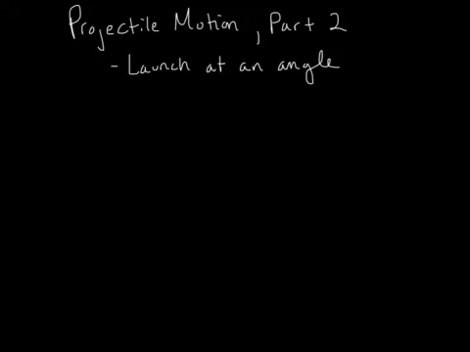Alright guys, so last time we were looking at projectile motion, we looked at problems where we had a horizontally launched projectile. So we went up to some height, like on top of a cliff or on top of a building, and we shot our projectile straight to the side. Today we're going to focus on problems where projectiles are actually shot at an angle with relation to the horizontal.